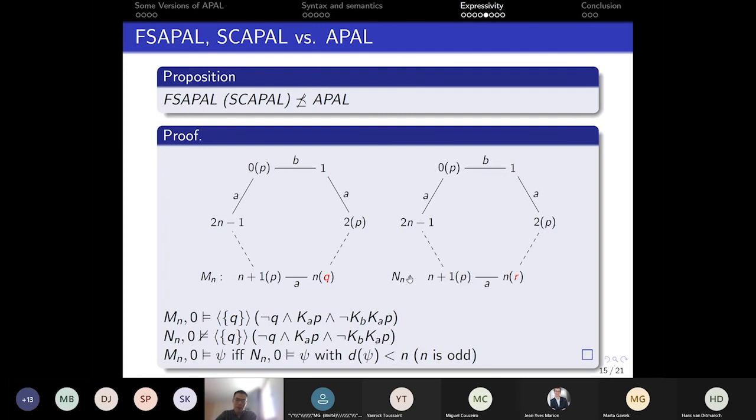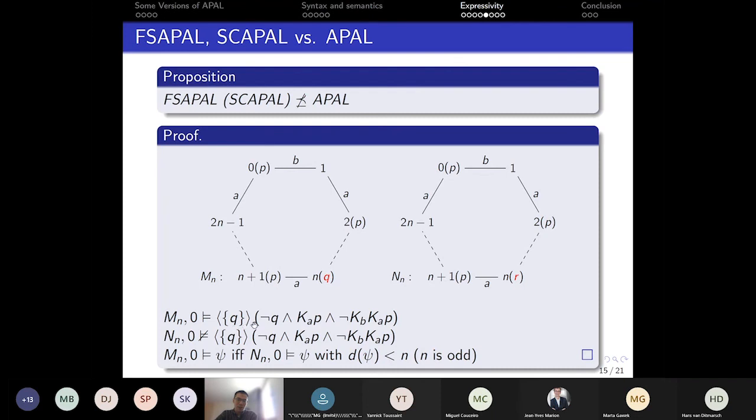Okay. So by the character of the AB chain, we can say every state is definable by a formula only containing atom Q. This is because MNN is defined by Q, and each other state can be defined by the distance from Q. Similarly, each state on NN can be defined by a formula only containing atom R.